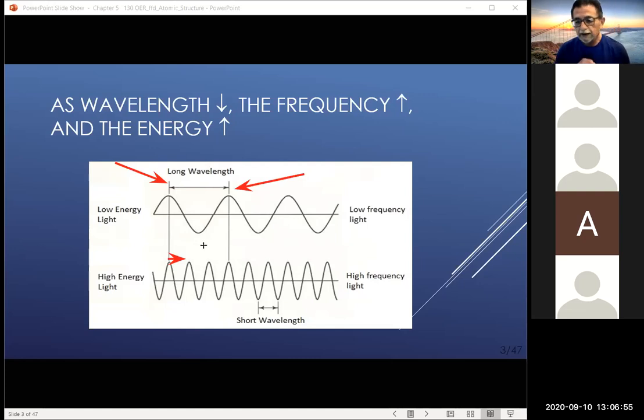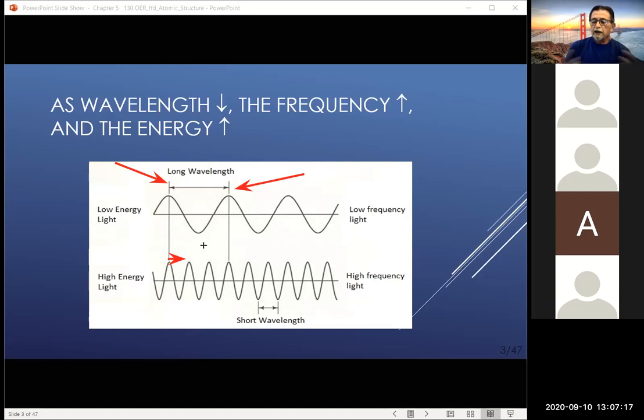So the general guideline with respect to wavelength, frequency and energy is this. As the wavelength gets smaller, denoted by that down arrow next to wavelength, the frequency goes up and the energy goes up.